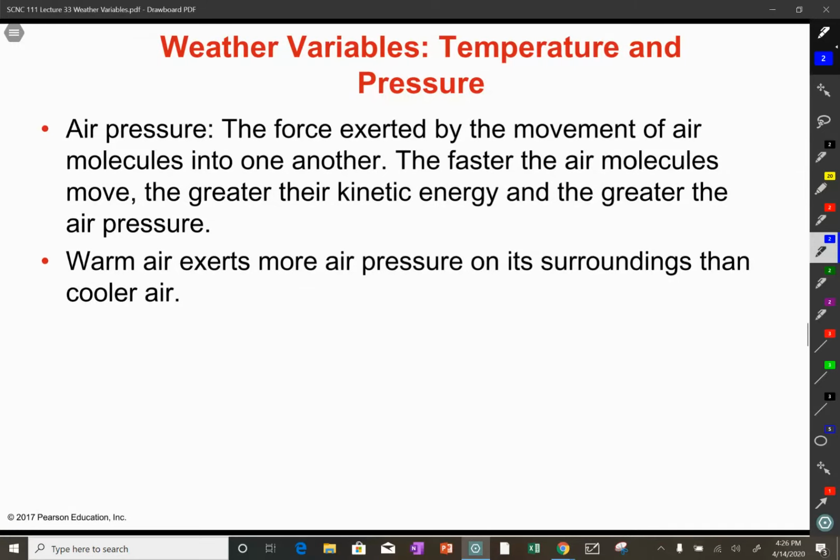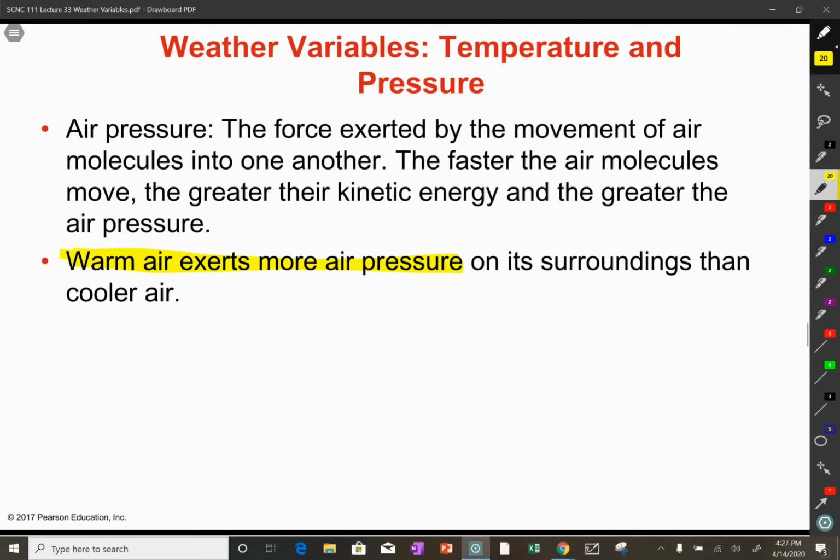So now air pressure. Air pressure is the force per unit area caused by the air molecules. So if air molecules are moving faster, they're going to hit you harder and they're going to put more pressure on you. So as a general rule, higher temperature means higher air pressure. So that's what our statement right here is. Warm air exerts more pressure on its surroundings than cooler air.